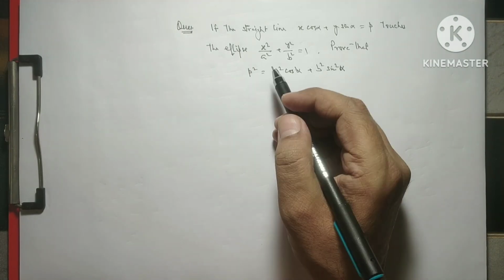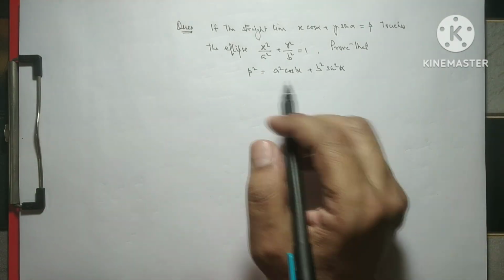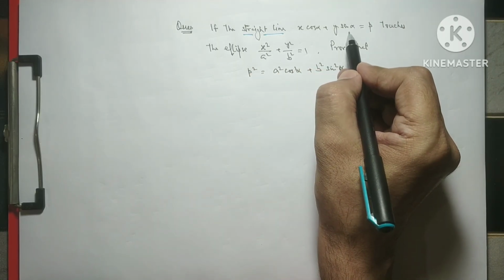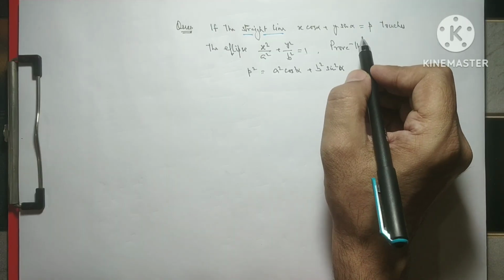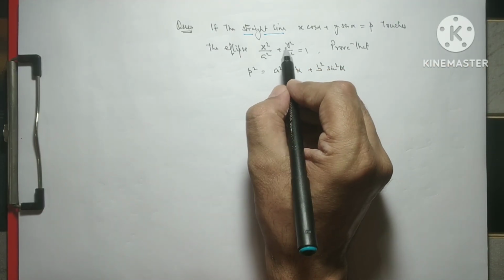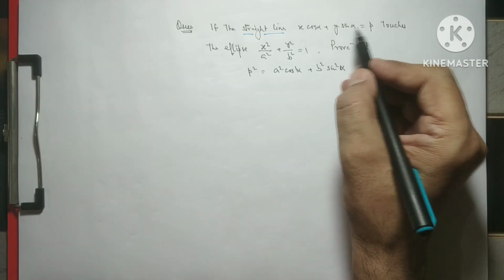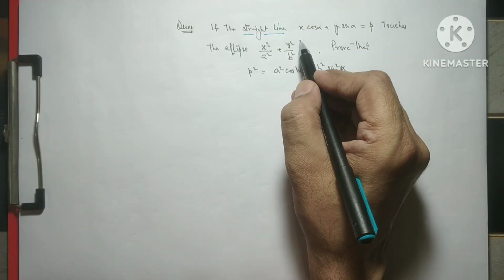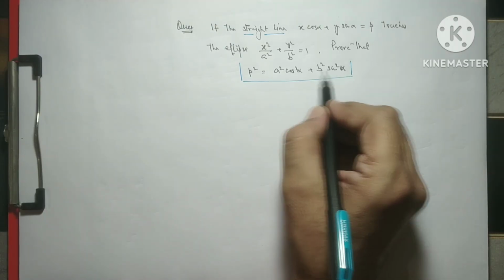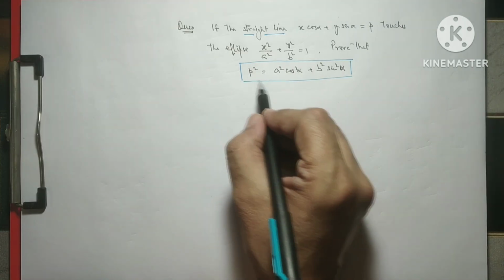So we are taking the question of tangent and normal. If a straight line x cos alpha plus y sin alpha equals p touches the ellipse x square over a square plus y square over b square equals 1, so if it is a tangent, this equation is the tangent of this ellipse, then prove that p square equals a square cos square alpha plus b square sin square alpha. So we have to prove this.